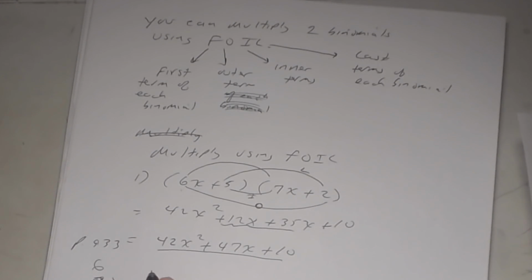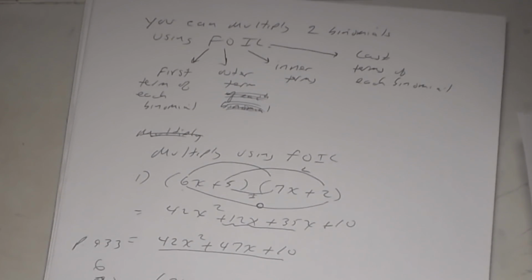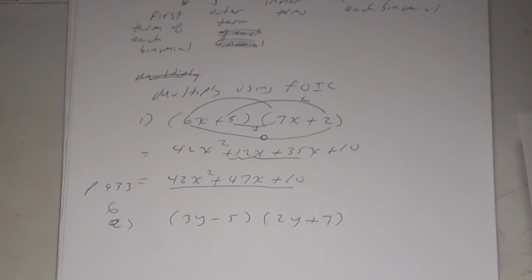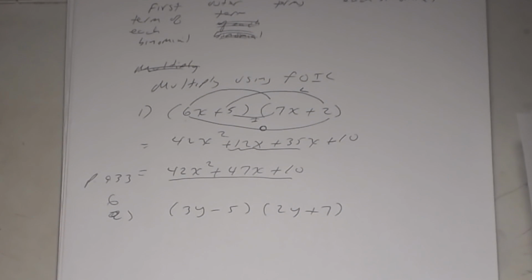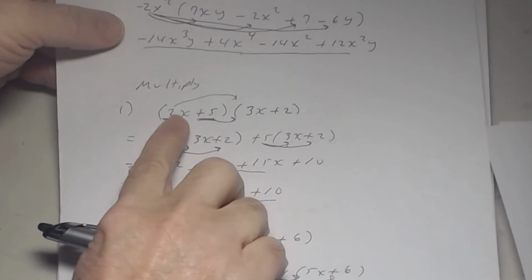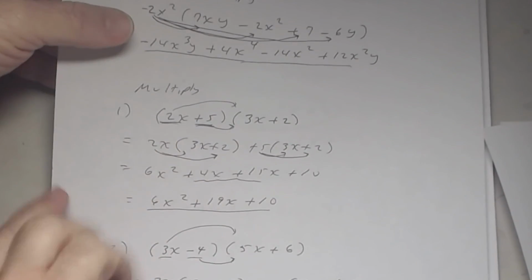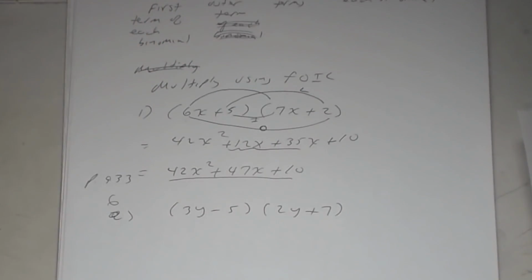All right, number 6. You have 3y minus 5 times 2y plus 7. So 3y minus 5 times 2y plus 7. Now, when you multiply polynomials, you can use the distributive property to begin with, but I don't want you using that idea. I want you to use the FOIL method. The FOIL method is a form of the distributive property, but it's not what we just did. So don't do it where you took each term and multiplied by the other polynomial. Use the FOIL method.